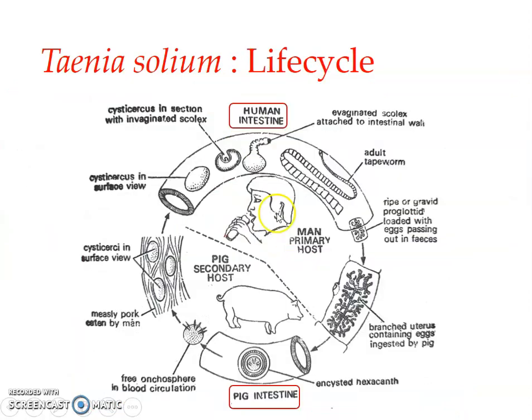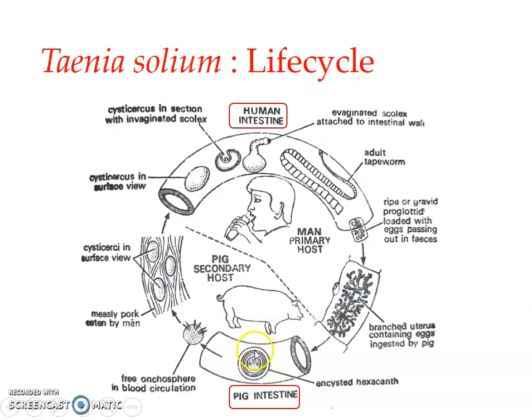It is in this oncosphere condition that it gets laid inside the uterus of the proglottid, and those proglottids with these oncospheres are known as ripe or gravid proglottids. These ripe proglottids are released along with the fecal matter into the surrounding medium. From there, it gets entry into the secondary host when pigs feed upon the night soil of humans. These oncospheres reach the intestine, and you can see the encysted hexacanth.